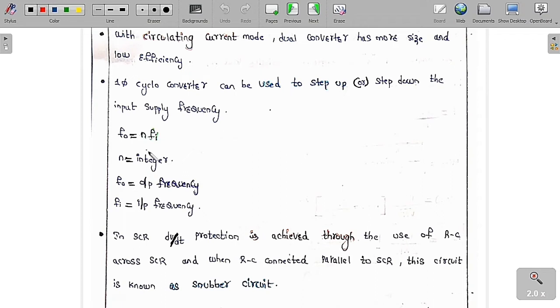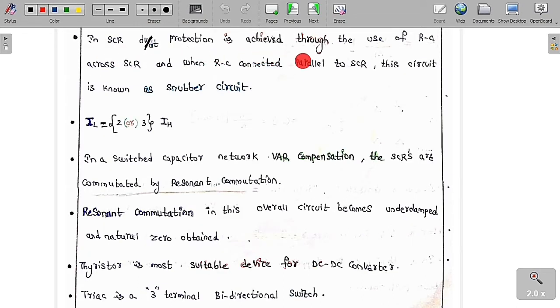So let me take f0 = n × fs. The output frequency is n times the input frequency. Here n is always an integer value. Therefore f0 is called the output frequency and fs is called the input frequency. So a cycloconverter converts fixed AC into variable AC, meaning variable magnitude and also variable frequency. The output frequency can be lesser than the input frequency, and it can be greater than the input frequency. Therefore f0 = n × fs, where n is always an integer.